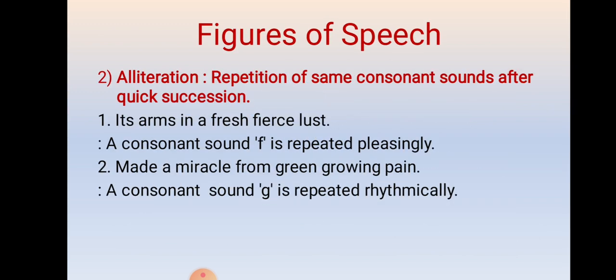Now, another figure of speech in this poem is a very common one, that is alliteration. Alliteration means repetition of the same consonant sounds in quick succession. So, you should notice here that there should be repetition of consonant sound and it should be in quick succession. So, one after another, that consonant sound should be repeated.